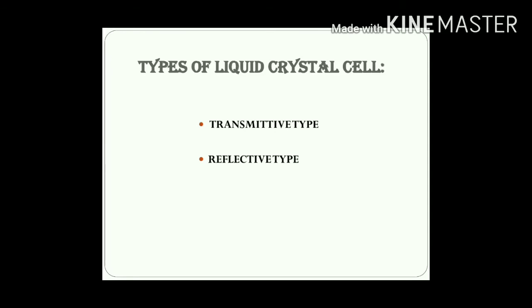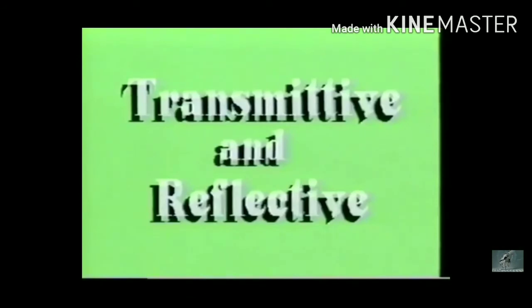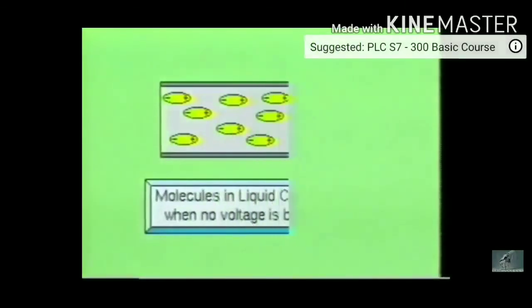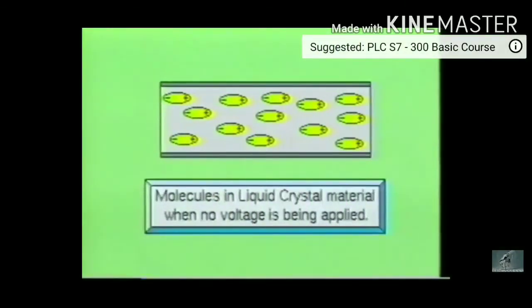Types of liquid crystal cell. There are two types of liquid crystal cell: transmittive type cell and reflective type cell. We can see about that. Even though operations are quite similar, there is a major difference in their constructive property.